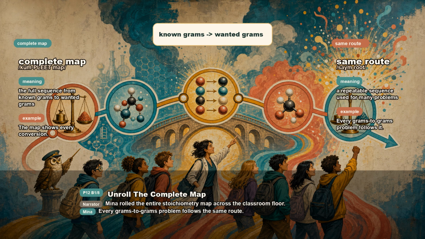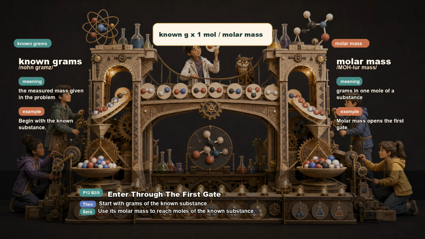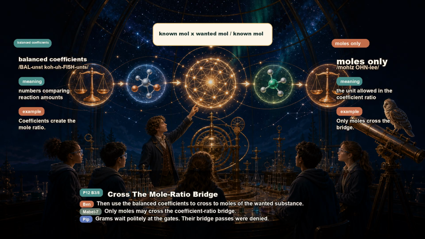Mina rolled the entire stoichiometry map across the classroom floor. Every grams to grams problem follows the same route. Start with grams of the known substance. Use its molar mass to reach moles of the known substance. Then use the balanced coefficients to cross to moles of the wanted substance. Only moles may cross the coefficient ratio bridge. Grams wait politely at the gates. Their bridge passes were denied.